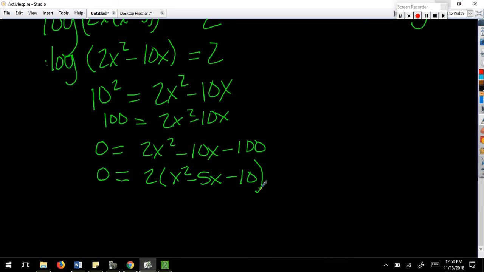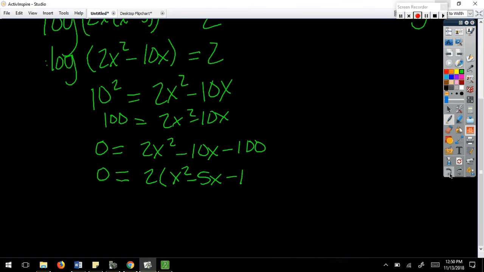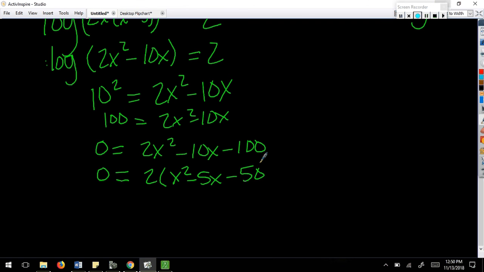Oh! Multiplies to negative 10, adds to negative 5. Oh, because I'm an idiot. I thought it was going to factor. Now it'll factor. Negative 10 and positive 5.